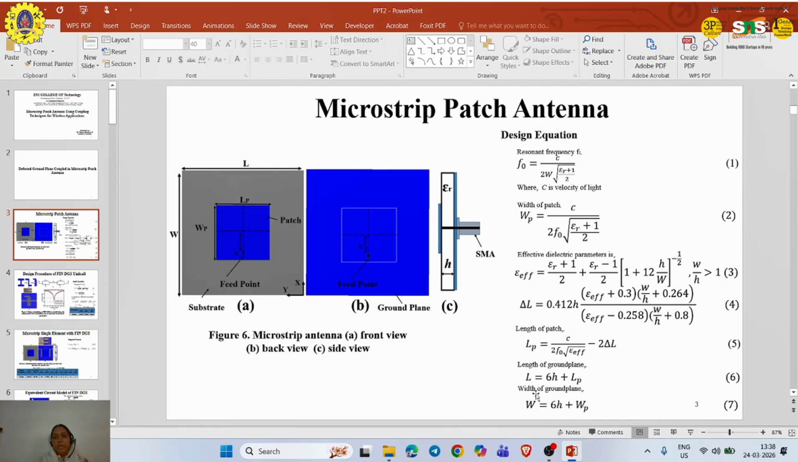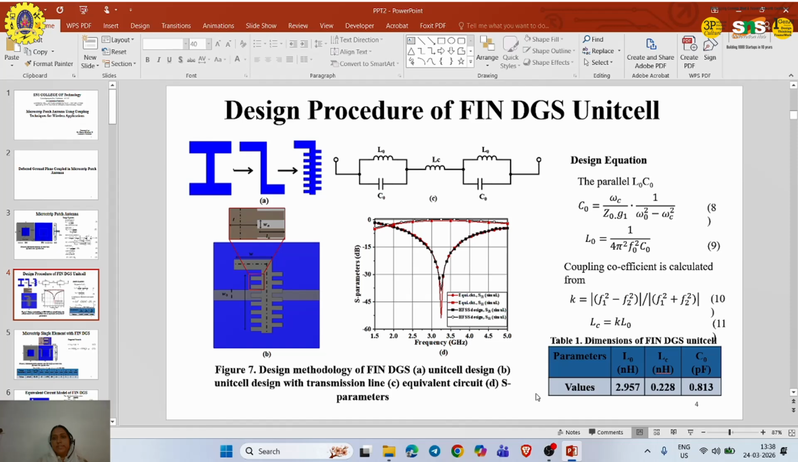Now I'll show you the design procedure of the DGS. Here I have used the fin DGS, and how I arrived at the shape is like this: we have the basic shape of a dumbbell. From this dumbbell I slightly moved to a shape in the form of an inverted L, which we can call two inverted L shapes. From this again I made small inverted L type shapes.